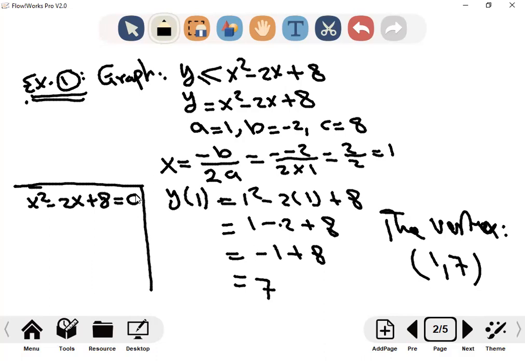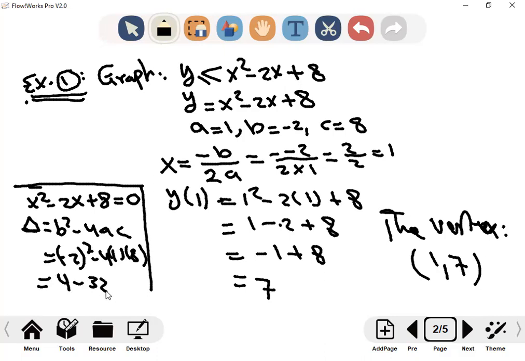Check delta. Delta tells me if we have solutions or not, right? If you couldn't find the numbers, check delta. Maybe this has no real solutions, right? Delta is b power 2 minus 4ac. The b is -2, all power 2, minus 4 by 1 by 8. It will be 4 minus 32, negative 28. No real solutions here, right? So there are no numbers that multiply to +8 and add to -2. So this has no real solutions.